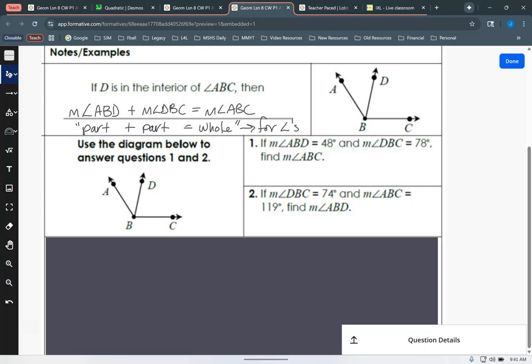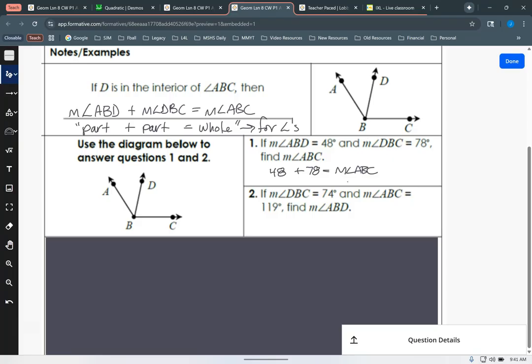All right. So here in question number 1, it says the measure of angle ABD is 48 degrees. See where it is in the diagram? That's 48 degrees. Now find DBC. That's 78 degrees. All right. And what we're trying to look for is the measure of angle ABC. So we would set up a part plus part equals whole math problem to do this. So in a very simple context, we would say that 48 plus 78 is equal to the measure of angle ABC. Part plus part equals whole. Set it up like that every time, and then you can solve the equation.